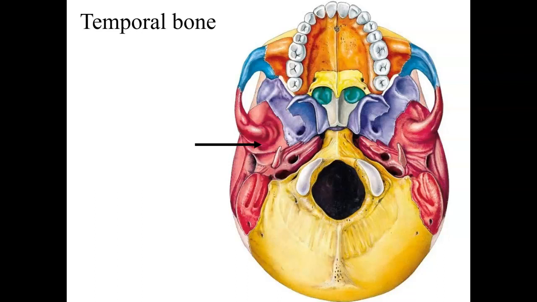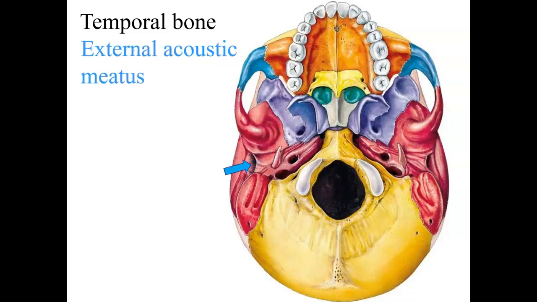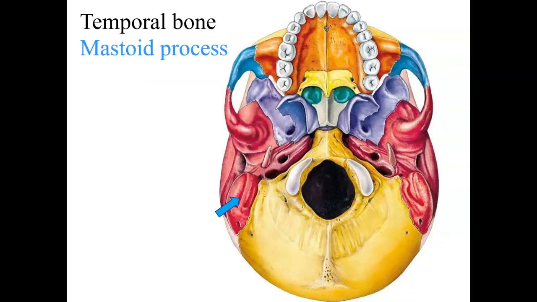We can then see the bottom portion of the temporal bone. Associated with the temporal bone, we have the styloid process, that little anchor for some muscles to connect to. And we can also see the external acoustic meatus, the place where airborne sounds go into and strike the tympanic membrane. Also associated with the temporal bone is the mastoid process.